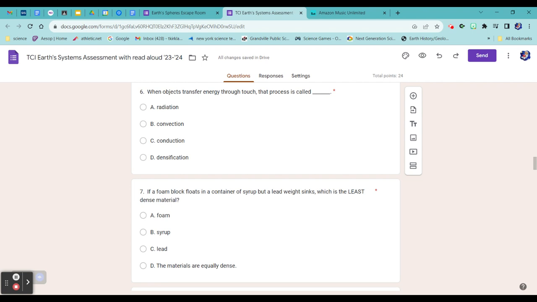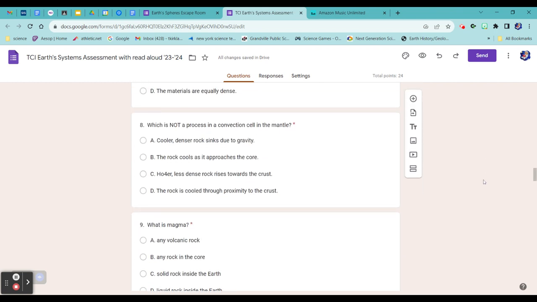6. When objects transfer energy through touch, that process is called A. Radiation, B. Convection, C. Conduction, D. Densification. 7. If a foam block floats in a container of syrup, but a lead weight sinks, which is the least dense material? A. Foam, B. Syrup, C. Lead, D. The materials are equally dense.